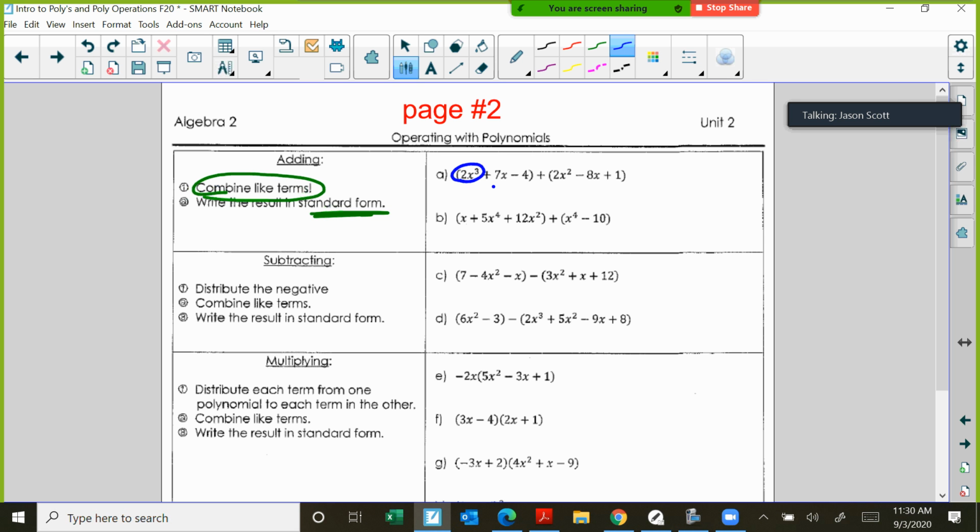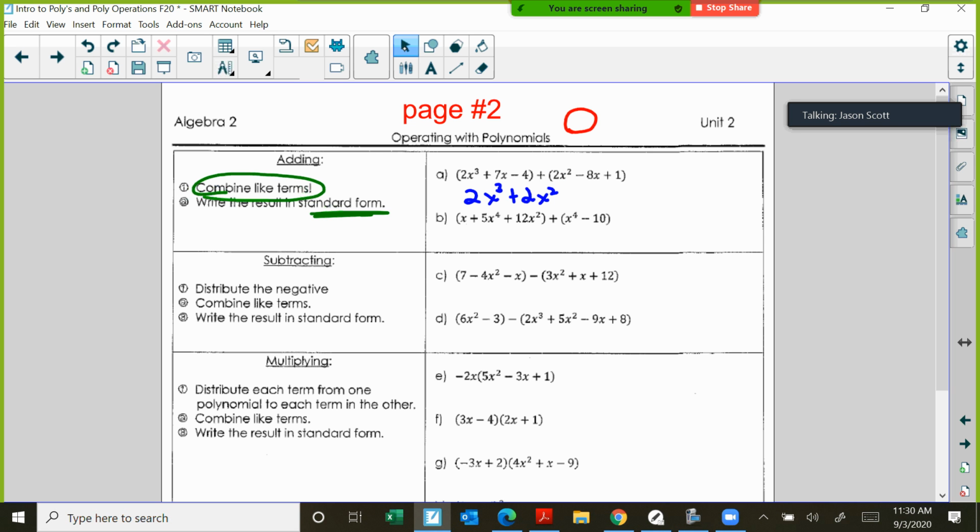Do you have any other? Is anything else a cubic? No. So 2x cubed comes first. Then you're looking for the next highest exponent, which will be 2x squared. Are there any other x squared terms? No. So 2x squared gets written down next to that without adding anything to it. And you can't add 2x cubed and 2x squared because they're not like terms.